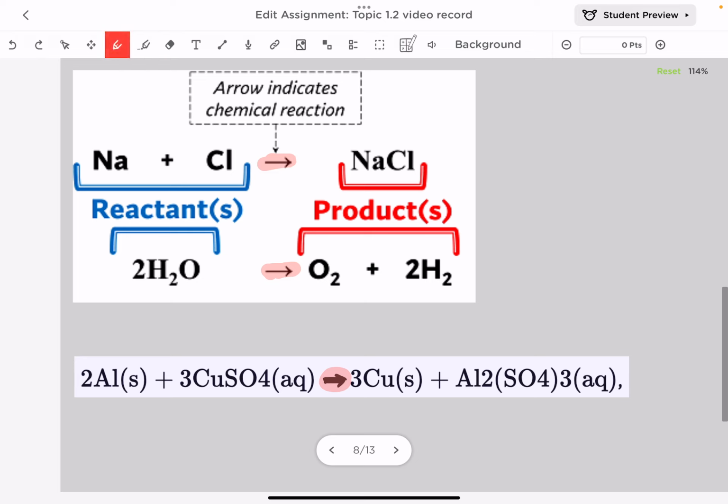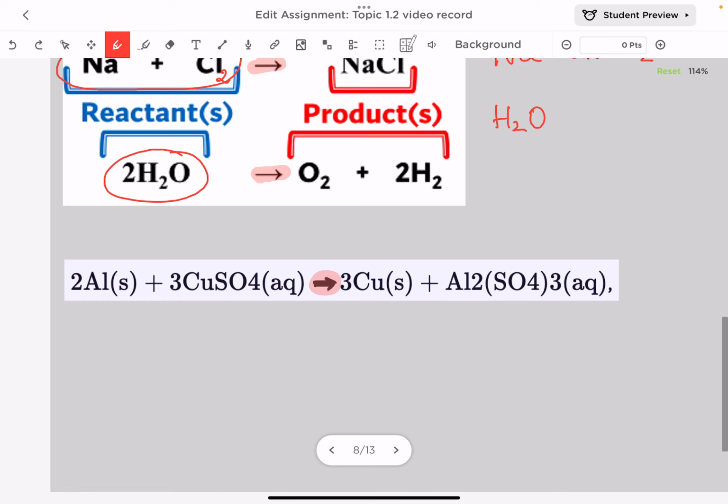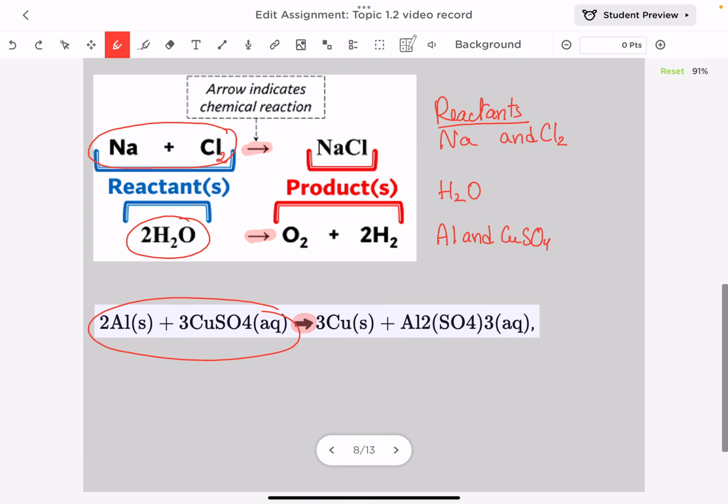So whatever is written before the arrow, like for example over here, the Na and the Cl are the reacting substances. So the reactants in this first example are Na and chlorine. And the reactant in this second equation is H2O. Now looking at this third example, the reactants are aluminium and copper sulfate. These are the reactants.